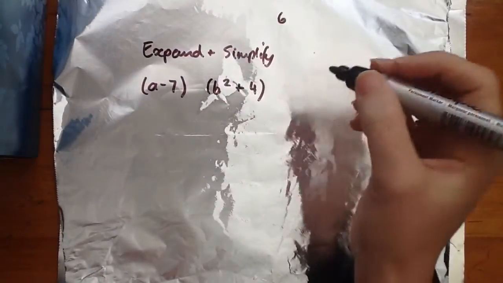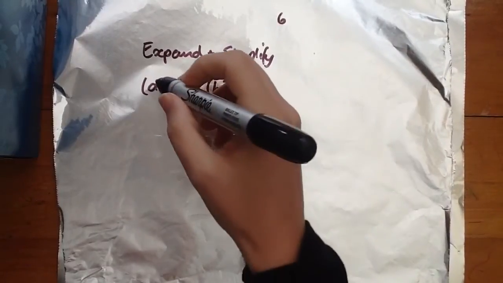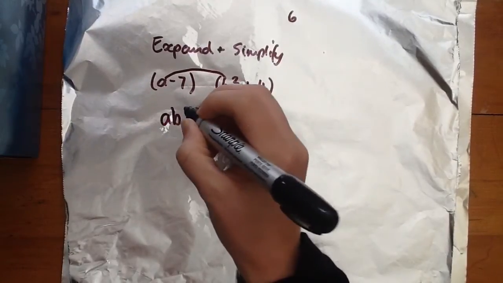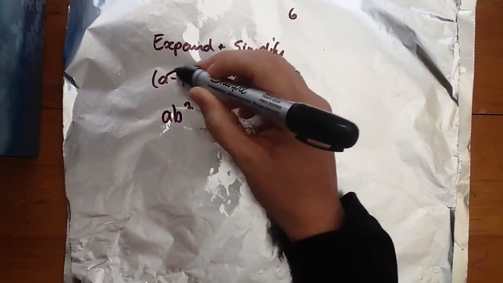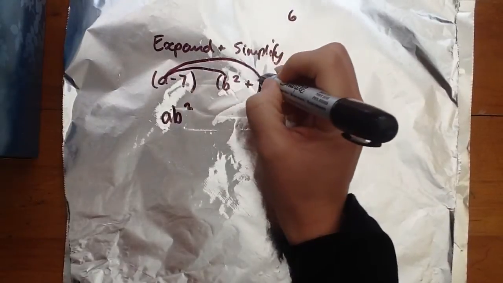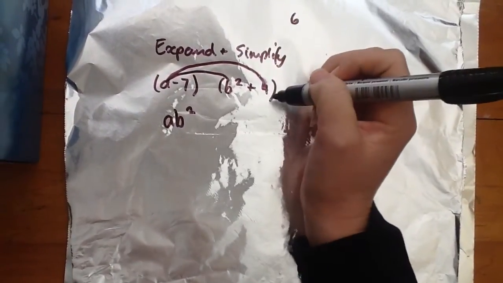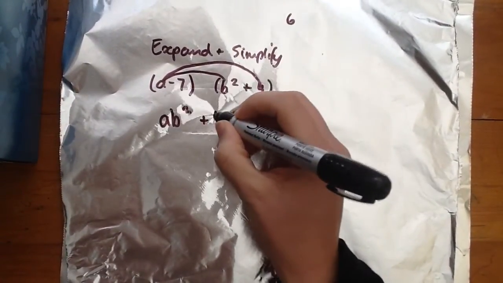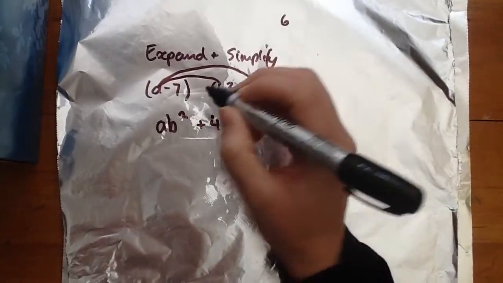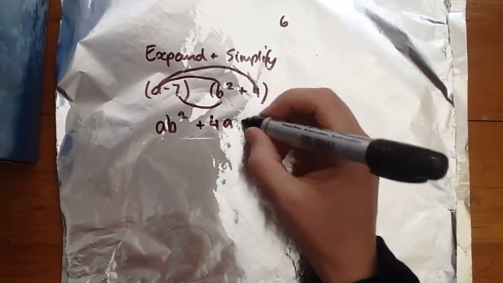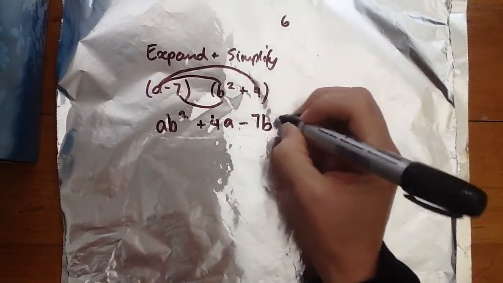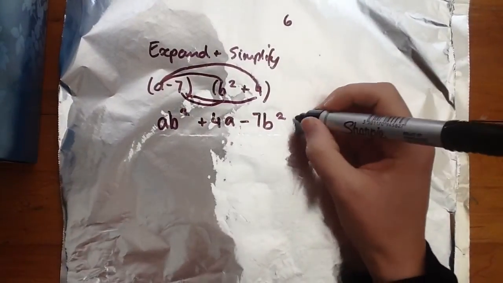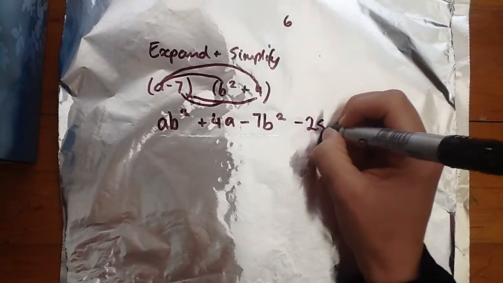To look at one last example, again we're going to do the same thing. First will give us a times b squared, which will be ab squared. Outside will give us a times 4, which will give us 4a. Inside will give us negative 7 times b squared, which will be negative 7b squared. And last will give us negative 7 times positive 4, which will give us negative 28.